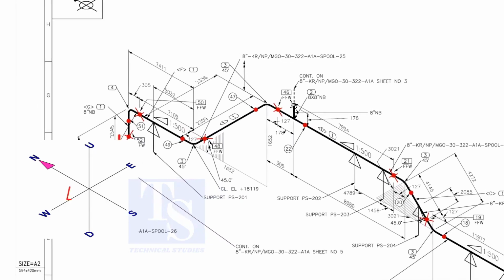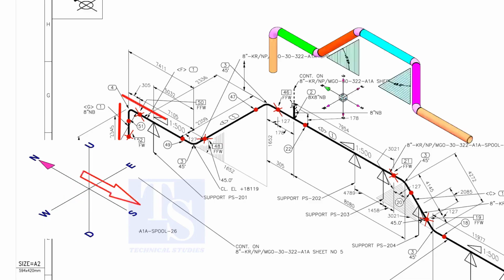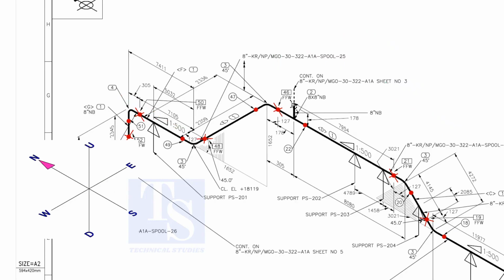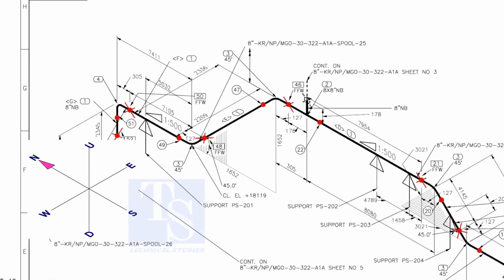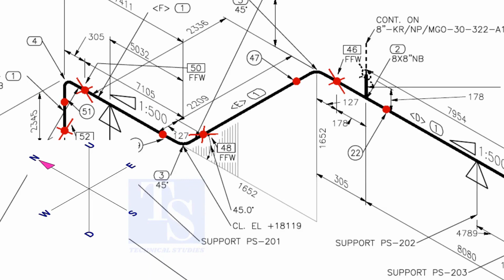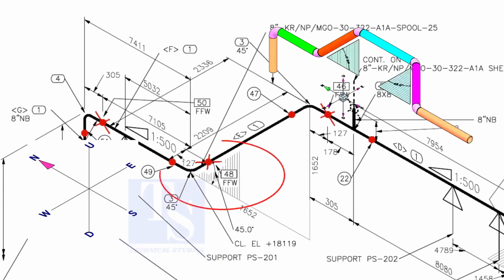Here, the pipe comes up and goes to the south direction. What is this vertical shade? This vertical shade means, as the pipe goes in the south direction, the pipe goes in the up direction also. Check the rolling degree. Both these elbows are 45 degree.